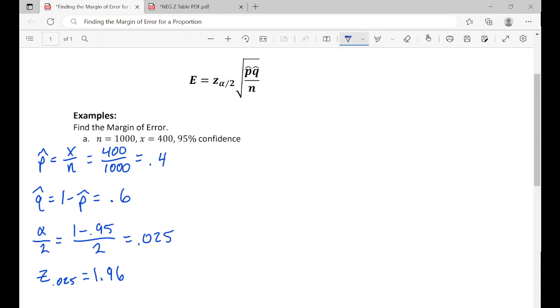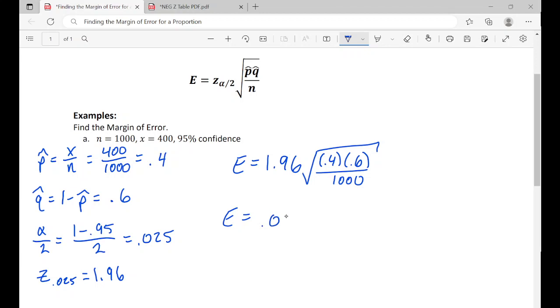Now once you have it, all we do is put it into our margin of error formula. So E equals 1.96 times the square root of 0.40 times 0.60 over 1,000. And here you just do the arithmetic. When you do that, you're going to end up getting 0.030 as your margin of error for this. I rounded to 3 decimal places, which I thought was enough, but whatever is required of you, you round to that far.